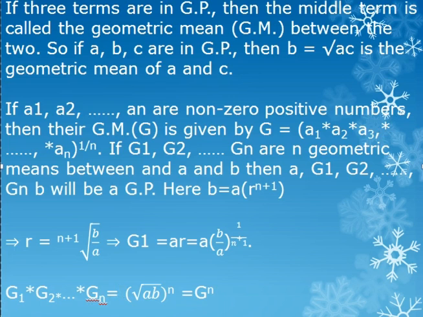Now if you want that in text, that is, if n geometric means are inserted between two quantities, then the product of the n geometric means is the nth power of the single geometric mean between the two quantities.